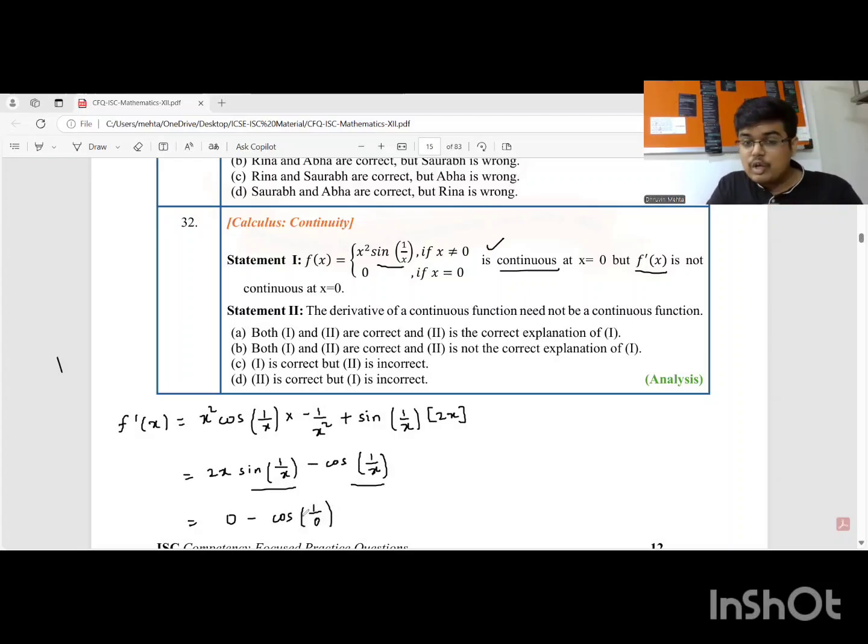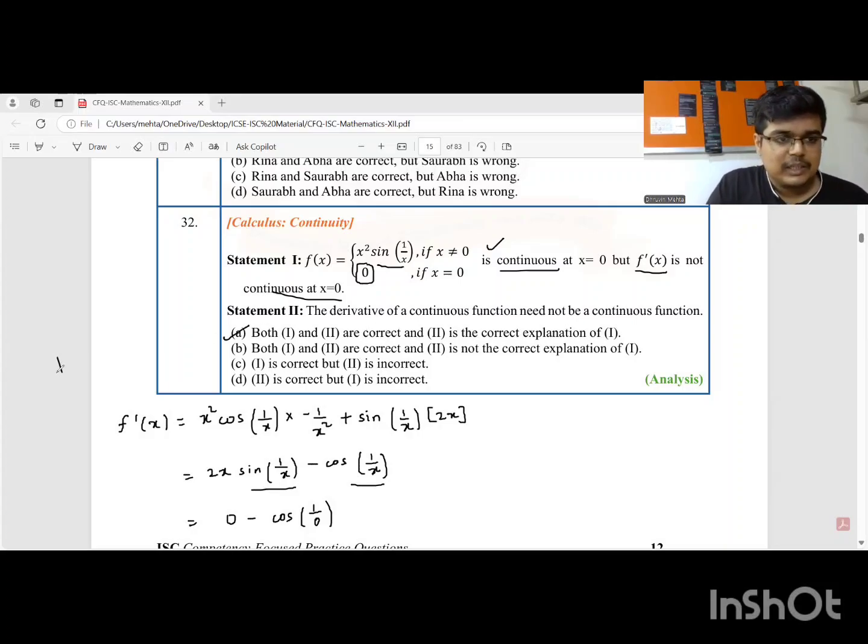Do you understand, students? We will not be 100% sure that the answer is 0. And because we are not 100% sure that the answer is 0, it can be any number between minus 1 and 1. We can say that it is not continuous. So this is also true. Statement 1 is true, students. Statement 2, the derivative of continuous function need not be a continuous function. We just check that. So statement 1 is true, 2 is also true, and 2 is the correct explanation of 1, and therefore it's option A.